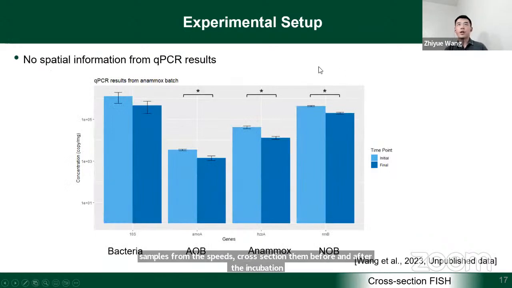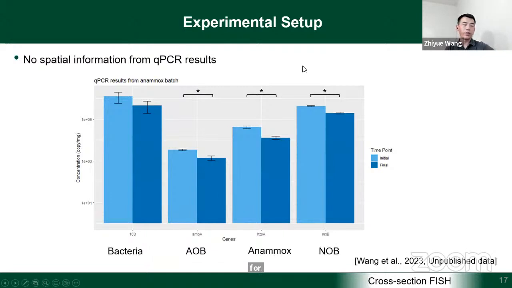We also did qPCR just to check if there's information that we can get. As expected, qPCR didn't show any spatial information, and it actually showed a decrease in concentration over time for all the probes that we used: total bacteria for 16S, AOB for amoA genes, and Anammox probes and NOB probes, all of them show a decrease in concentration of cells. And this is averaged over depth, so it doesn't tell us any information on spatial distribution.